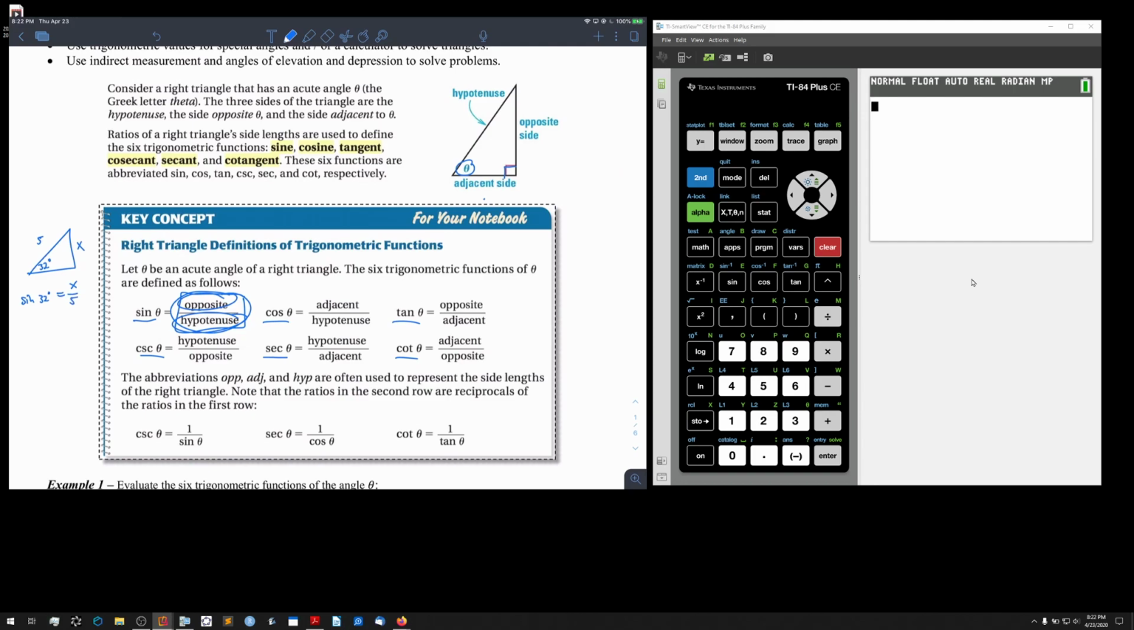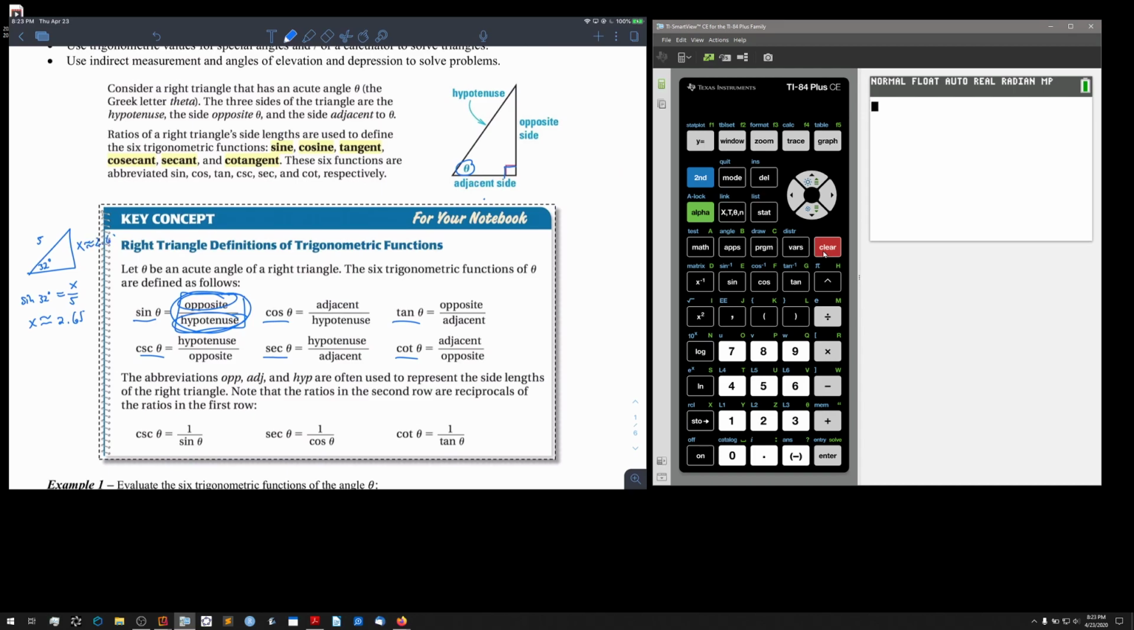So we'll see. What is that actually? 5 times sine of 32. Ooh, that's not going to work because my calculator is not in the right mode, and I want to show you how to do that later. So let me do it on the side here. 5 times sine of 32. And so you get something like x is approximately 2.65, okay?